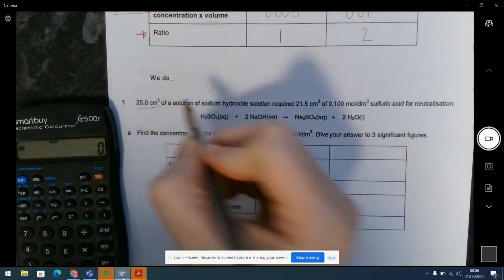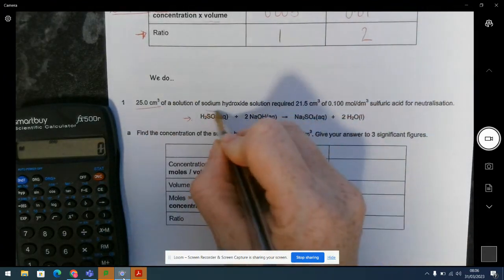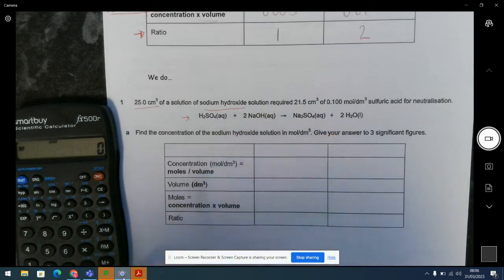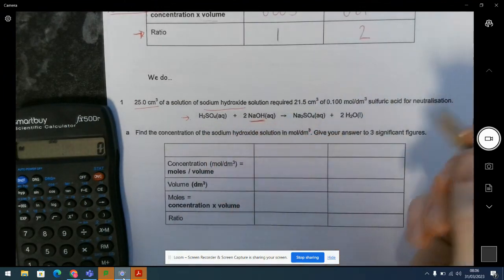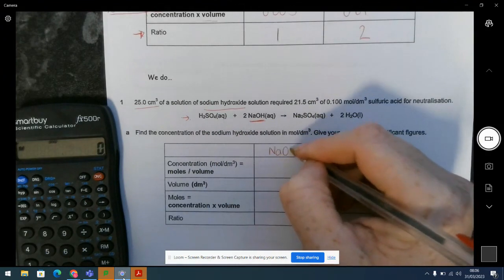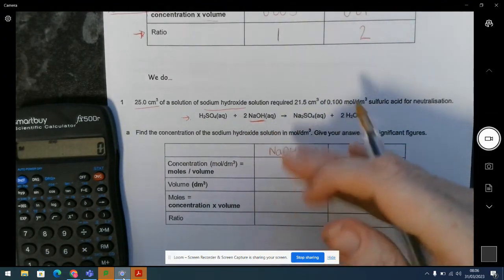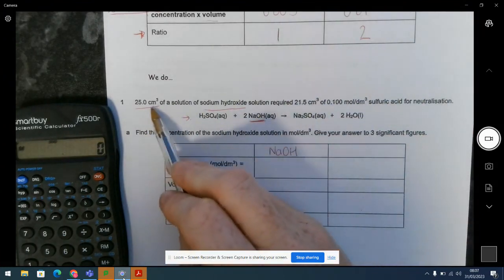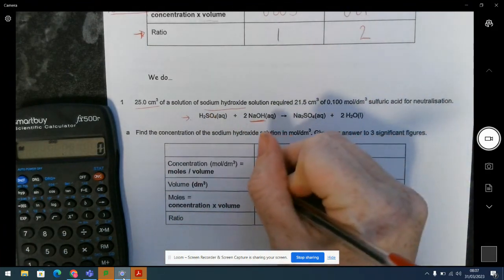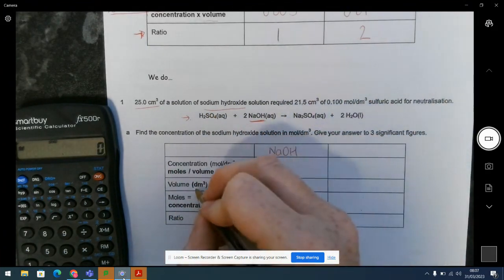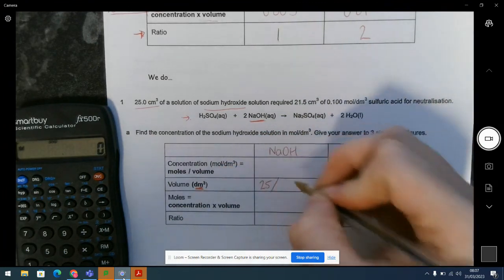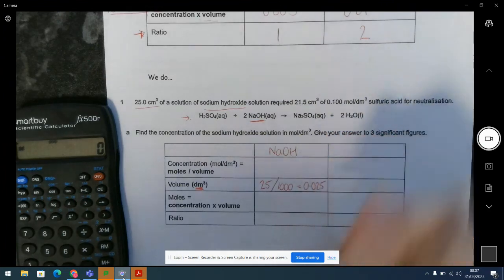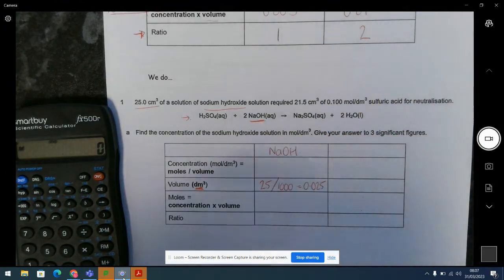So the question says I've got 25 centimeters cubed solution of sodium hydroxide. So I look at both my reactants. I've got to work out which one is sodium hydroxide. This one here is sodium hydroxide. So I'm going to put sodium hydroxide in my table because again, we're scaffolding this so we can break it down for you in terms of what you need to do. And it says I've got 25 centimeters cubed of sodium hydroxide. So I've got 25 centimeters cubed, but it's got to be in decimeters cubed, so I divide it by 1,000. We've already done that in the previous question. And there we go. All right, so we've got our decimeters cubed value there.